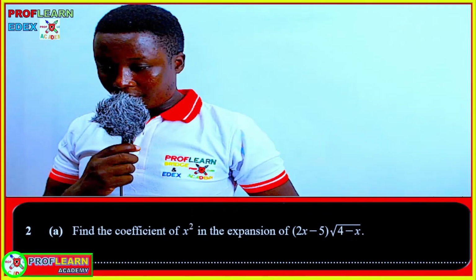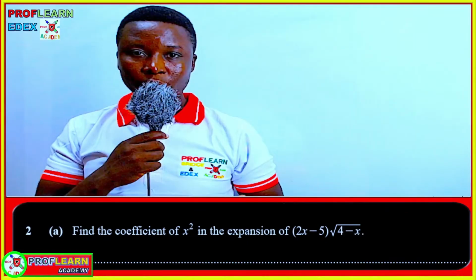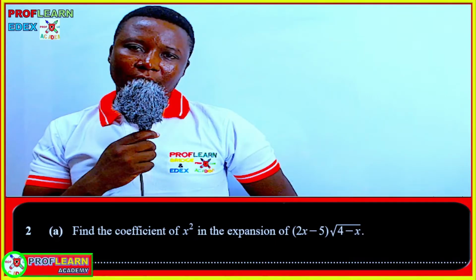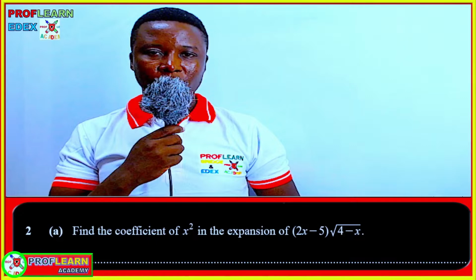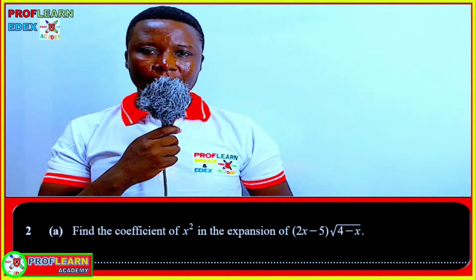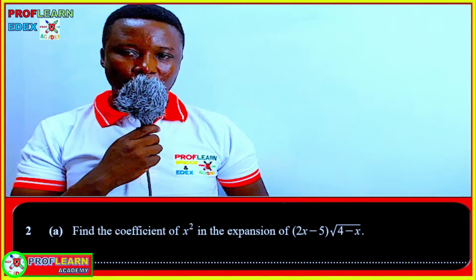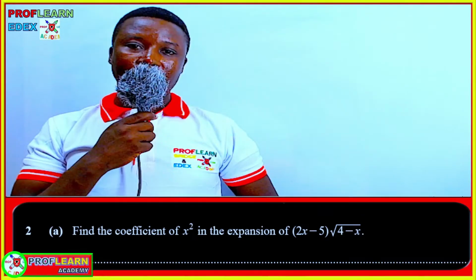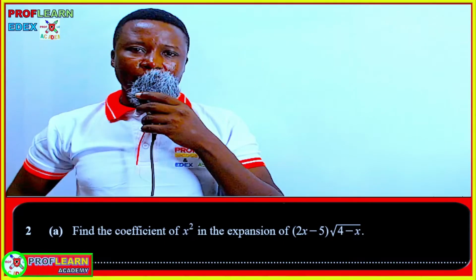In this particular video, we're going to have a discussion on how to perform questions to do with binomial expansion. We're going to look at this question whereby you are supposed to find the coefficient of (2x - 5) root (4 - x). How are you supposed to do this particular question? This is a question that you'll be tested on when you are doing P3 papers.